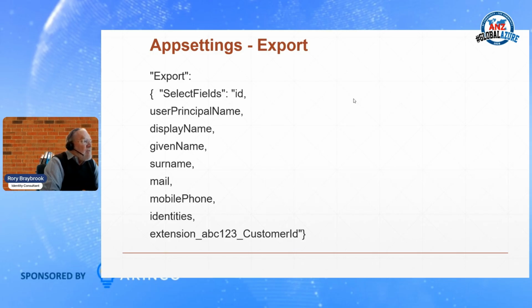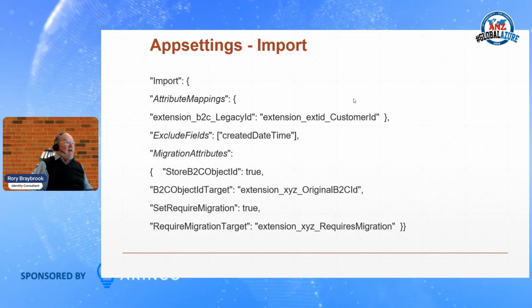So we have an export section where you can select what you want to export. You don't have to export everything. And you can see that you can export extension attributes. We have an import section in the JSON. So we can map stuff. For example, in B2C, we call this extension attribute legacy ID. Well, that doesn't make sense anymore. So let's rather call it custom ID in extension in Entra External ID. We can exclude fields that we don't want to migrate, and we can add extra attributes.